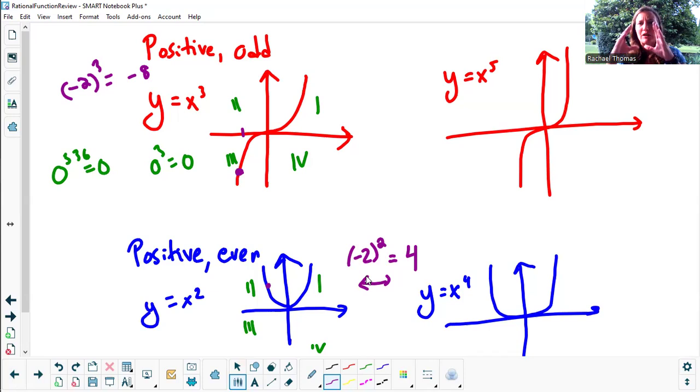Something like x to the fourth or x to the sixth or x to the eighth, they're more rectangular. They're a little flatter on the bottom than a nice round parabola. So anyway, all of the even positive numbers will have branches that both go straight up.